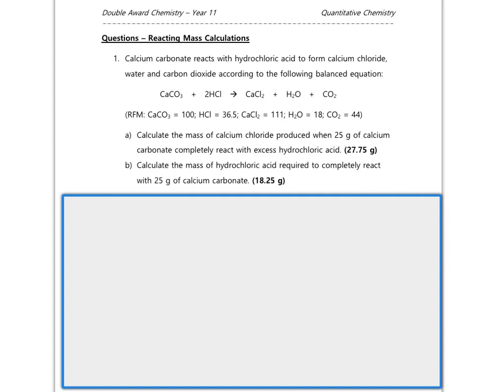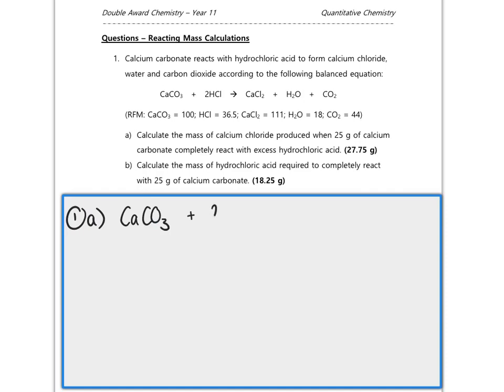Question number 1 says calcium carbonate reacts with hydrochloric acid to form calcium chloride, water and carbon dioxide according to the following balanced symbol equation. Then part A asks you to calculate the mass of calcium chloride produced when 25 grams of calcium carbonate completely reacts with excess hydrochloric acid. So what I would be expecting in your blue book is for you to write 1A. Write out your equation first of all, so always write out your equation first. Try and spread this across your page, but make sure you fit it in one line.